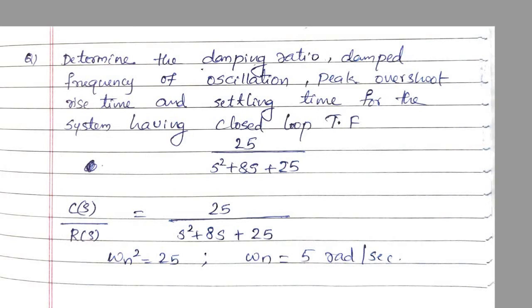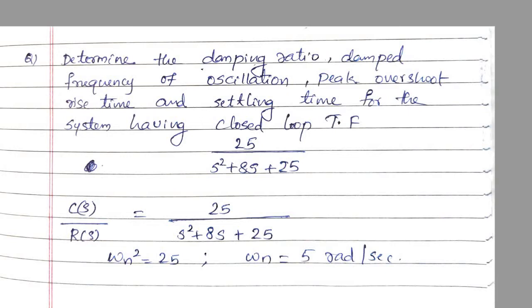When we are going to do a problem like this, first you have to write down the closed loop transfer function of the system, or overall transfer function of the system. Here in this question, you can see that they have given us the closed loop transfer function. So, we can write the closed loop transfer function, C of s by R of s, equal to 25 divided by s square plus 8s plus 25.